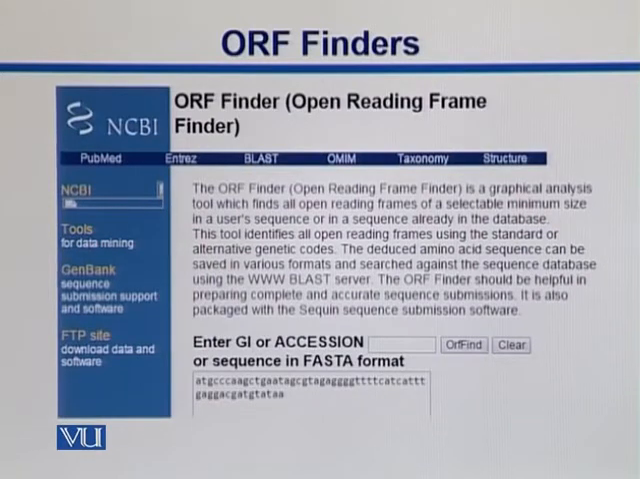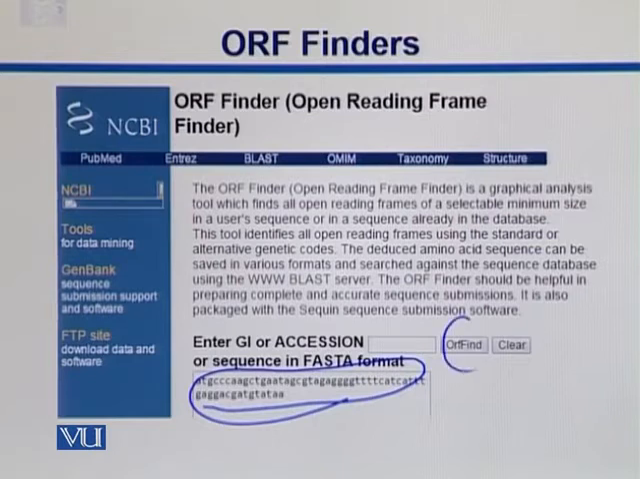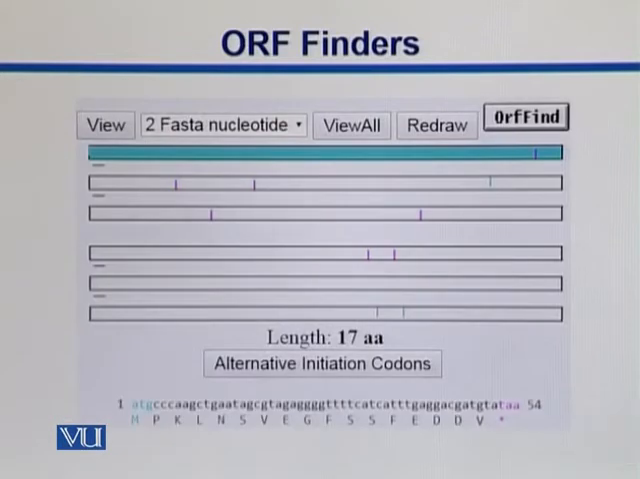You can put your sequence into this space over here. You can upload your sequence and then just click ORF find. You can clear your sequence. Sometimes you can enter the gene number or accession number here, and it will get the sequence by itself. When you click ORF find, it will give you these different reading frames.